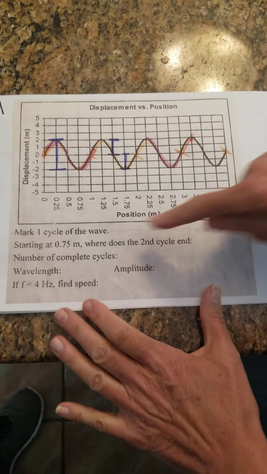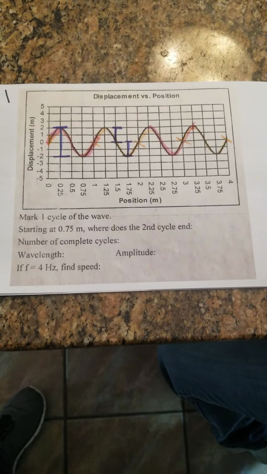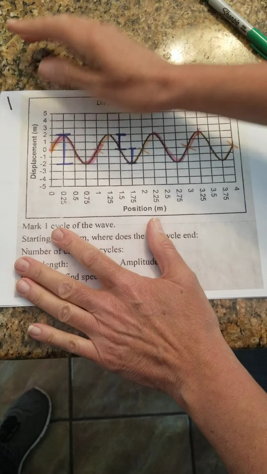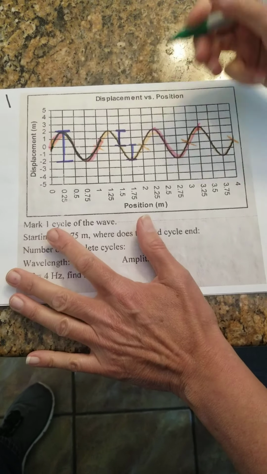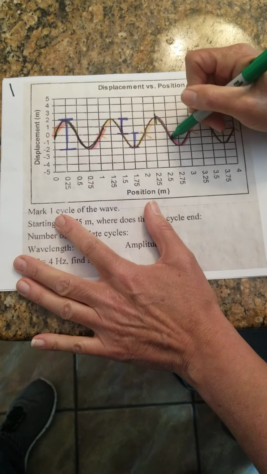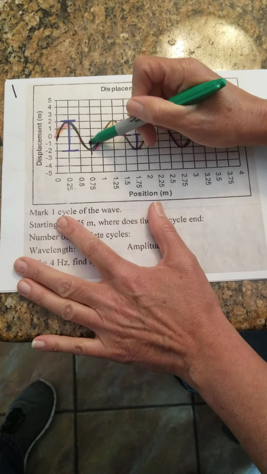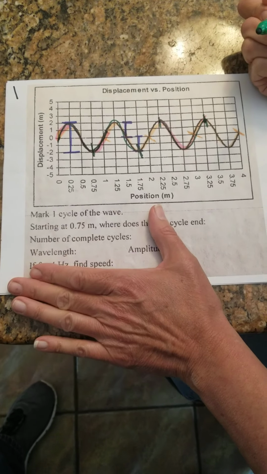Okay, so there are some questions down here. It says mark one cycle of the wave. That means one wave. I did that here. This is one cycle of the wave. What if I started here? This is one cycle of the wave. If I wanted to start at the trough, this is one cycle to the next trough.